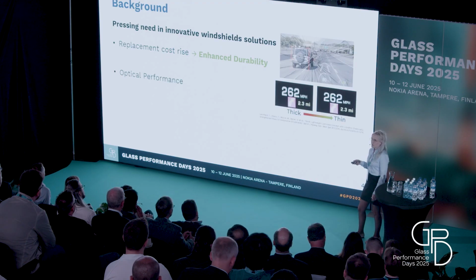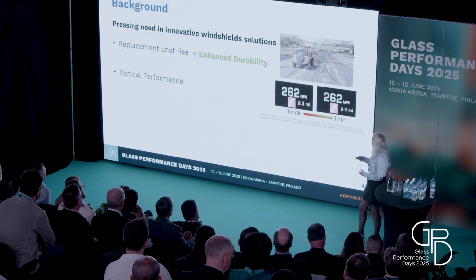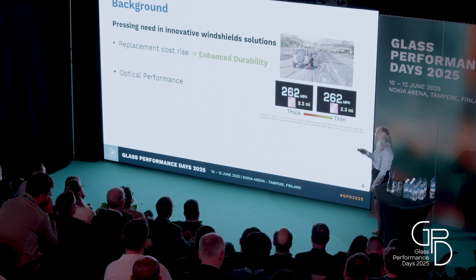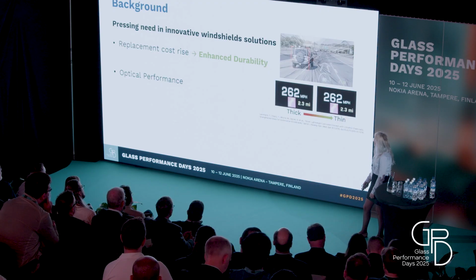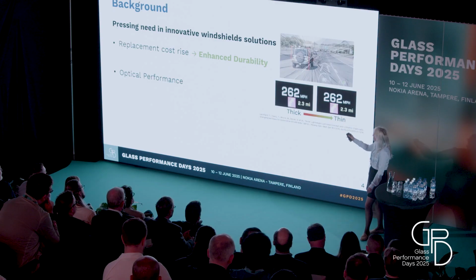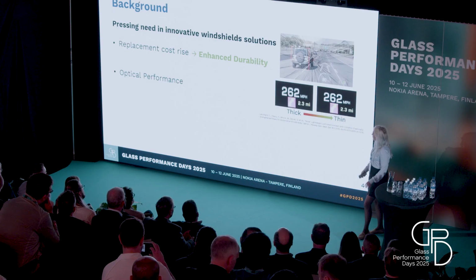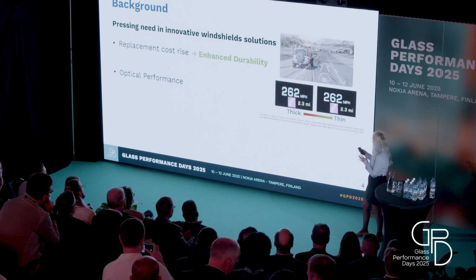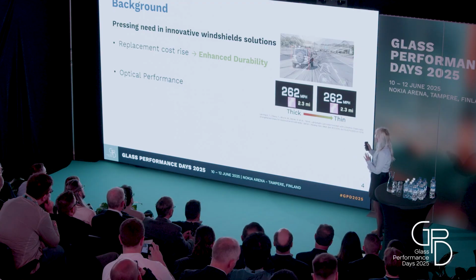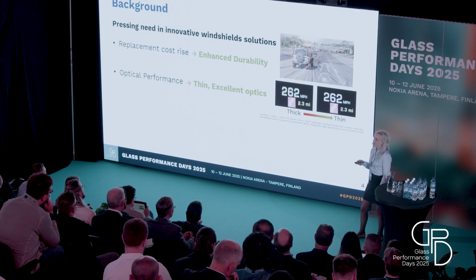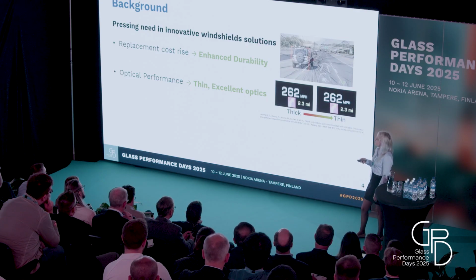Another thing is optical performance. Again, once we have all of these display systems, optical performance is really important. Here is an example of a heads-up display image, how it appears with thick and thin glass. Here you can see a ghost image in the thick glass, and in the case of the thin glass, it is much better quality. So that's why there is a need for a thin windshield with excellent optics.